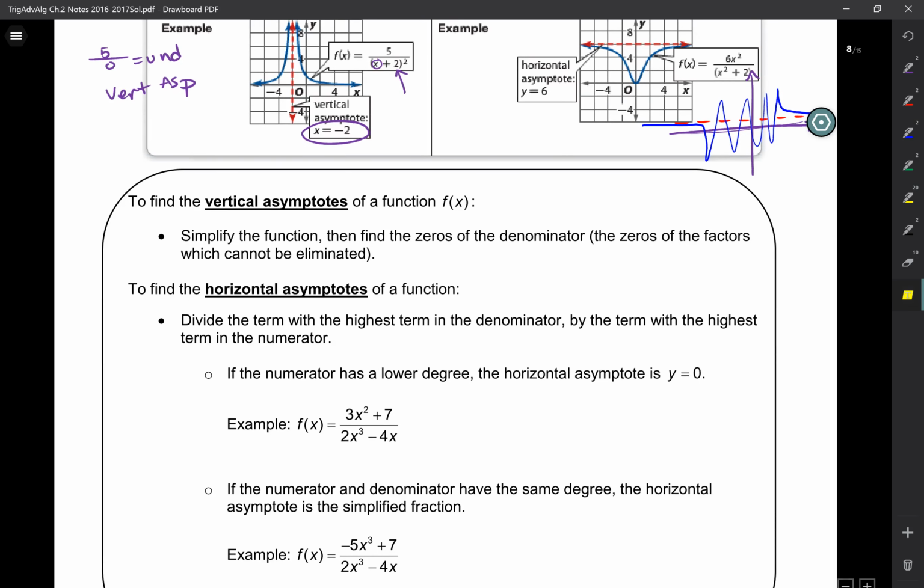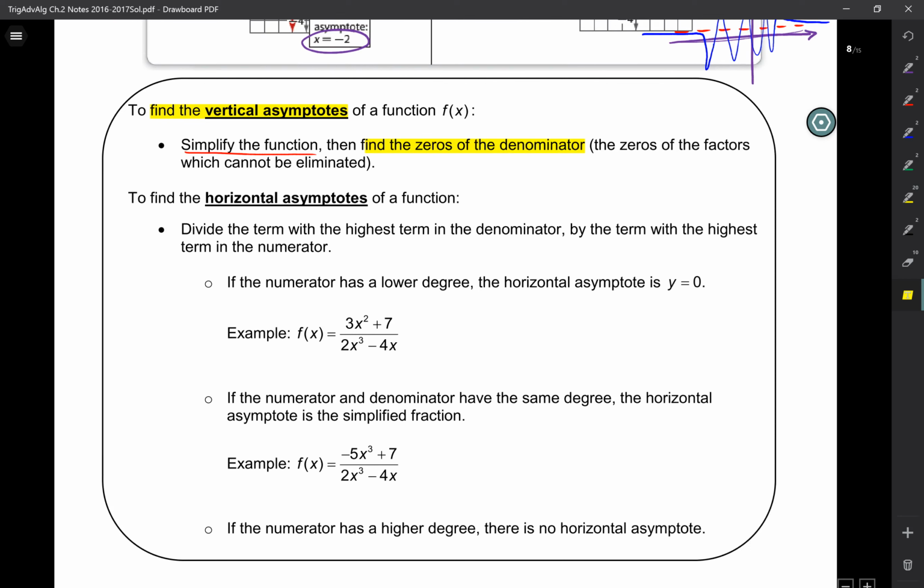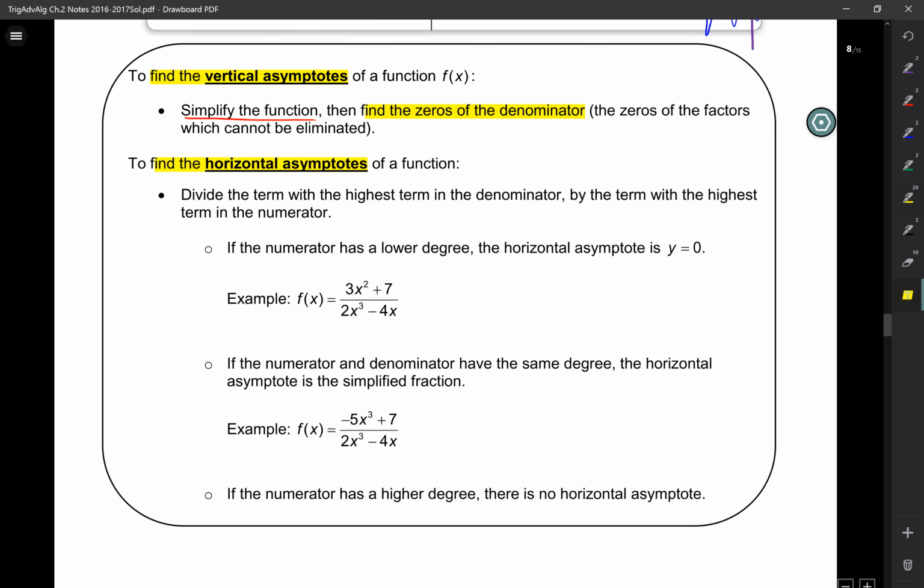All right, so let's get down to business. How do you find the vertical asymptote? Okay, basically, you simplify the function, and then you find the zeros of the denominator, and those are your vertical asymptotes. That's all. Okay? All right. How do you find the horizontal asymptotes? Okay. What you do is you divide the term with the highest degree in the numerator by the term with the highest degree in the denominator.